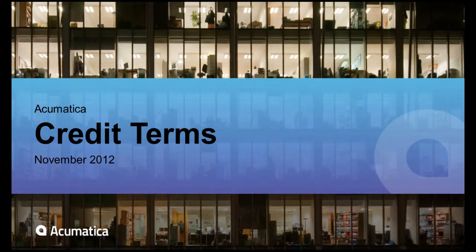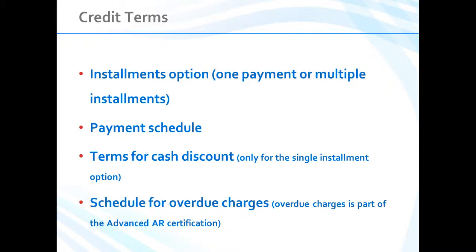In this video, I'm going to show you an overview of the credit terms feature. You can define several types of credit terms commonly used by vendors in their relation with the company and by the company in its relation with customers. Credit terms include an installment option, one payment or multiple installments, a payment schedule, and terms for cash discount, only for the single installment option, and also credit terms that can be used as a schedule for overdue charges.